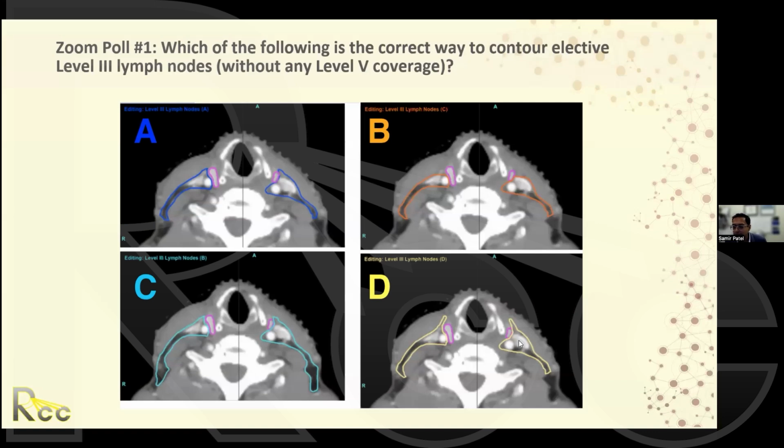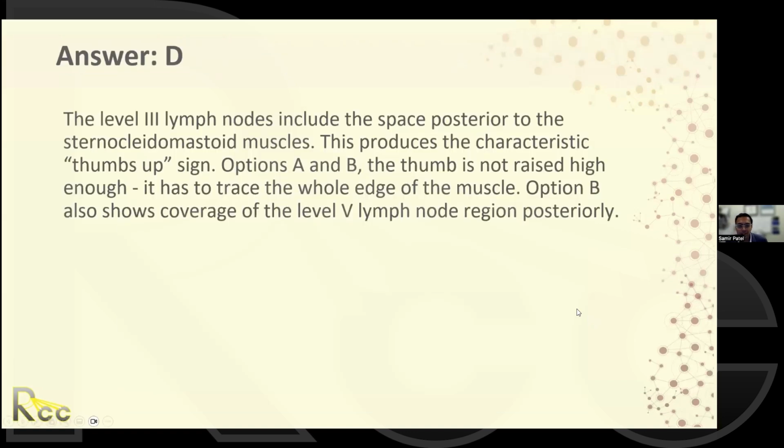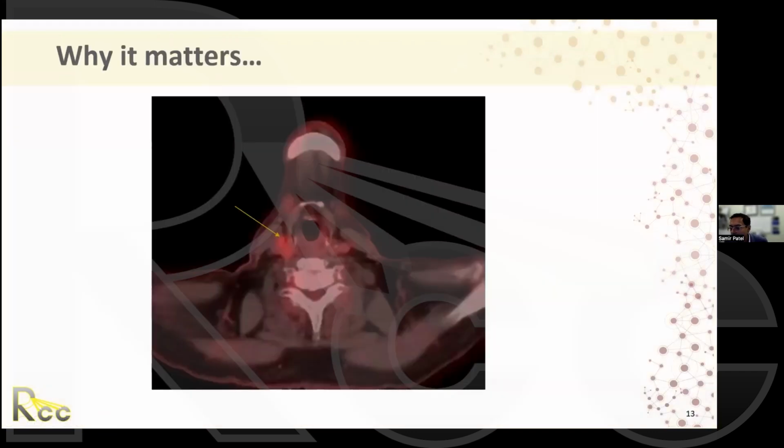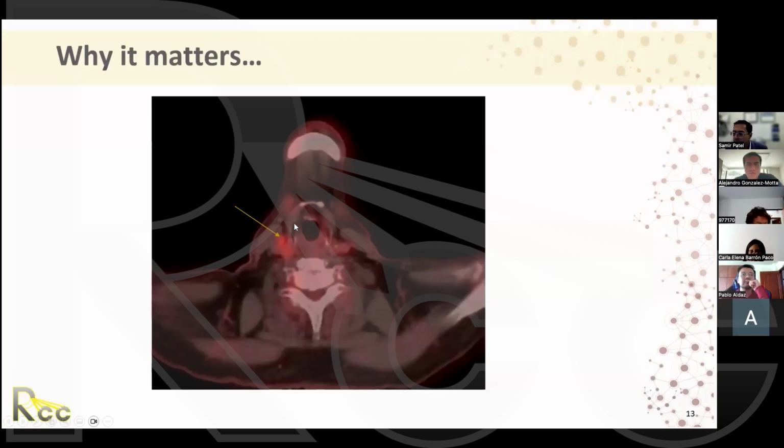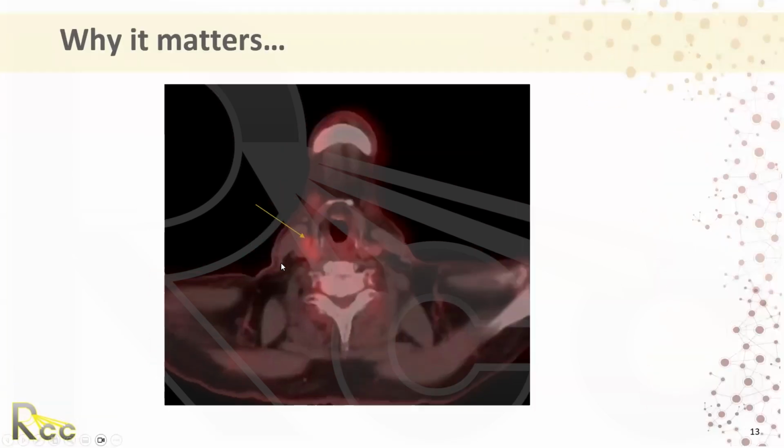And the correct answer is D, which is an easy way to think of the thumbs up sign. That's almost like a thumbs up. So the correct answer is D. Why does that matter? Because the lymph nodes live around the blood vessels, the jugular vein, but they don't only live posteriorly. Here's a PET scan, and there is a level 3 lymph node, and sometimes they will bulge, and you can have lymph node presentations anteriorly. So that's why you have the thumbs up, to make sure you have adequate coverage of the full level 3.